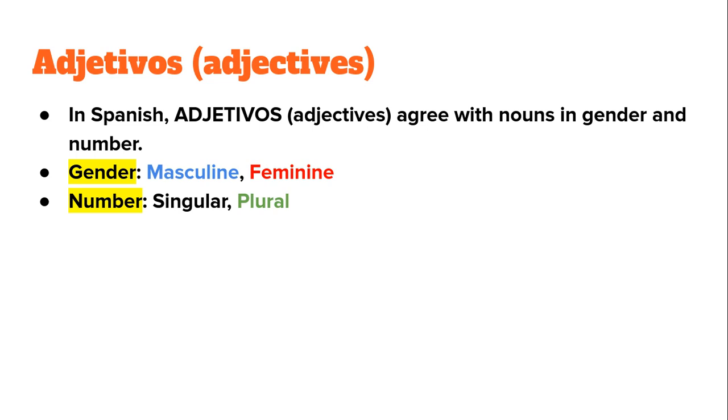When we're talking about number, we're talking about how many there are of something. So if we have a singular noun, we have to keep the adjective singular. If we have a plural noun, then we have to make the adjective plural so it matches. Let me give you some examples of this.